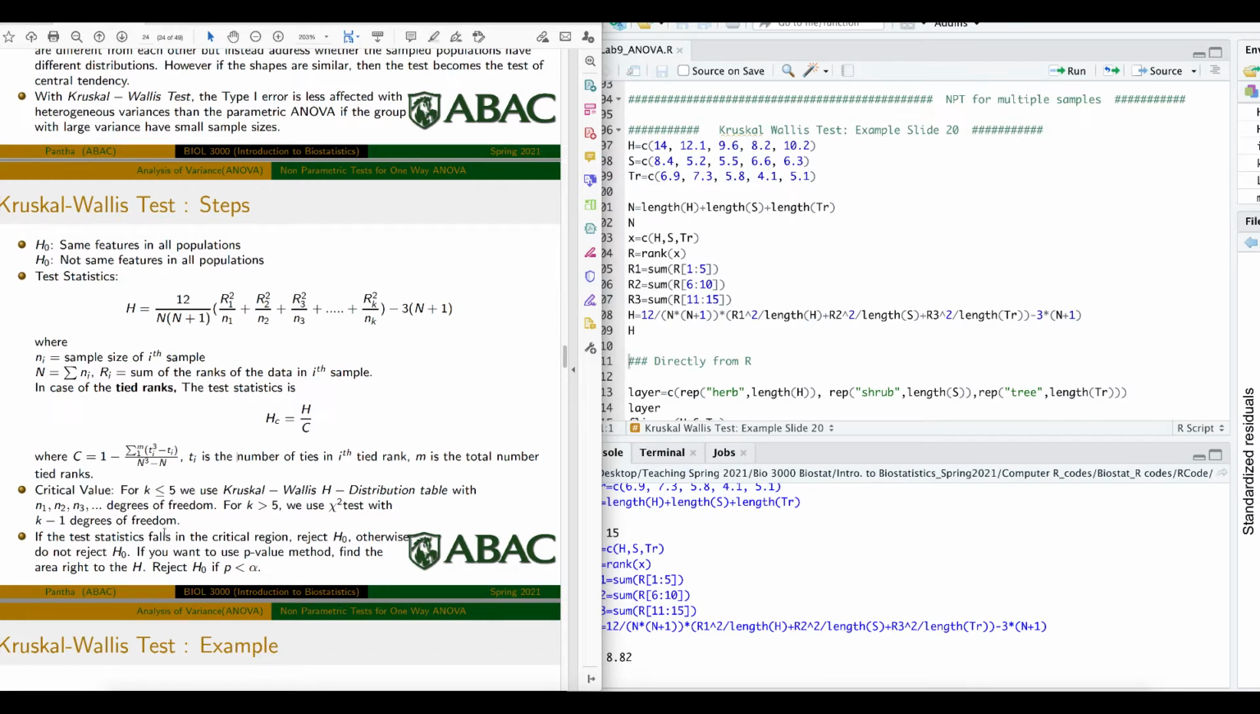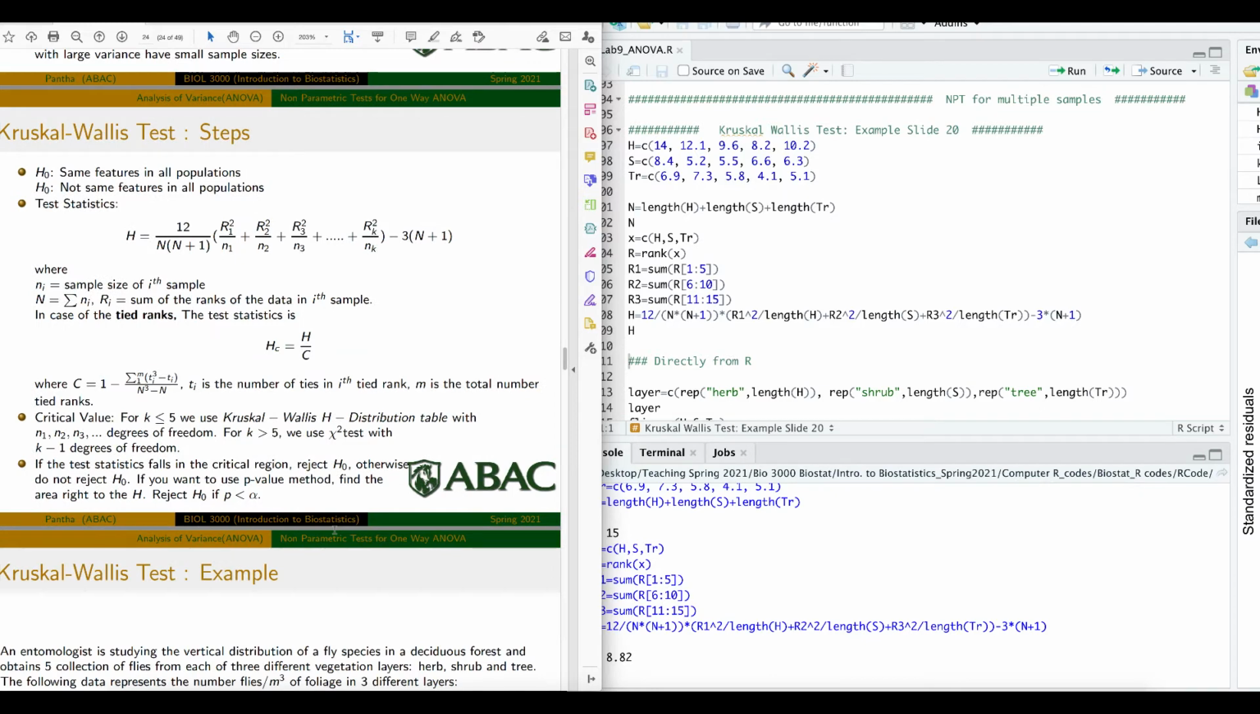Okay, if the number of groups is less than or equal to 5, we use the table. If it is greater than 5, then we use the chi-square test to find the p-value. If the test statistic falls in the critical region, reject H0, otherwise do not reject. That is for the critical value method. But if p is less than alpha, then we reject the null hypothesis.